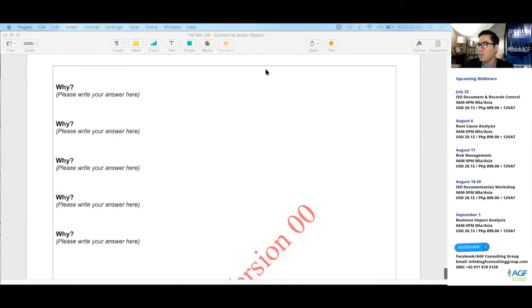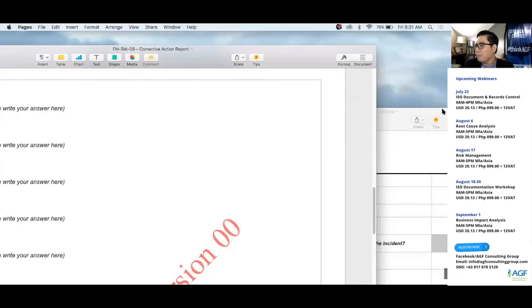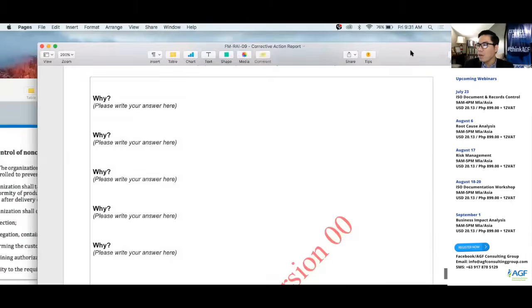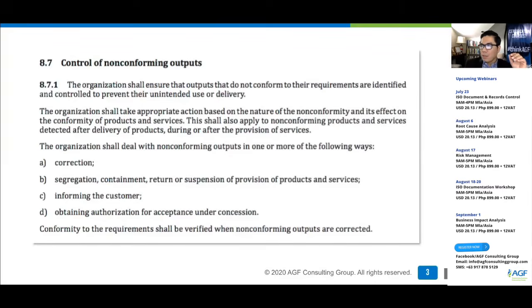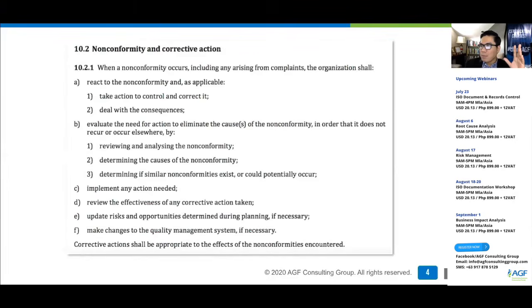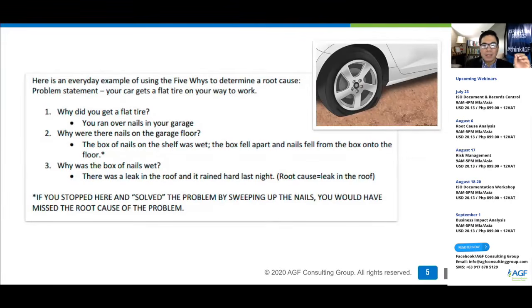Let me show you another example on 5 whys. Okay, this one. So, but before I go to that, control of non-conforming outputs, let me show you this example. So for example here, a flat tire. Let's use 5 whys, all right?